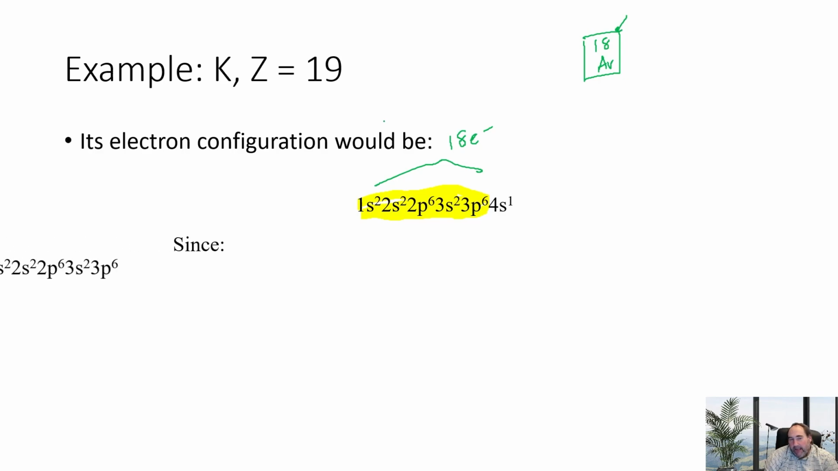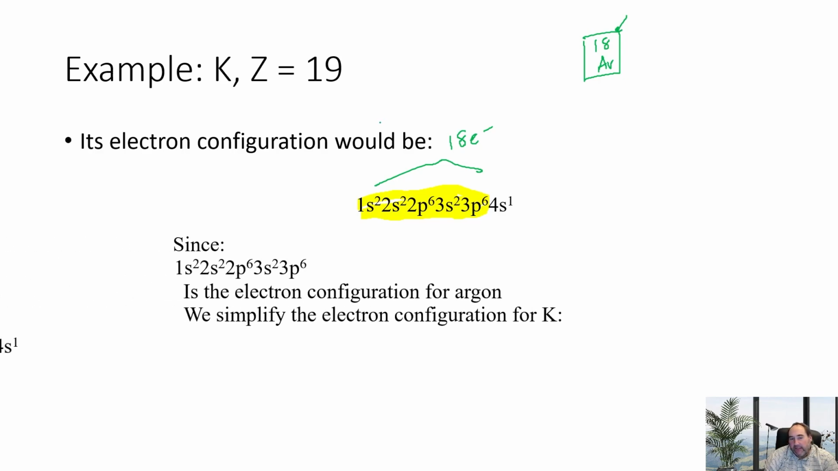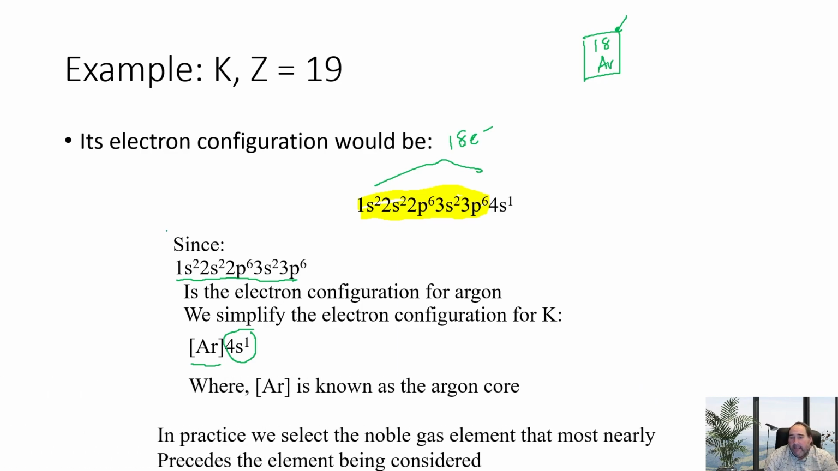And we can actually shortcut this configuration by using argon's configuration. We could put argon in brackets, which means the electron configuration for argon, and then we can continue on with it. This is sometimes referred to as the argon core, and in practice, we use the noble gases. That is group 8 on our periodic table. We have helium, neon, argon, all the ons, right? We got our krypton and our xenon and so forth. So you can shortcut your electron configuration by going to the noble gas that comes right before whatever you may be writing for.